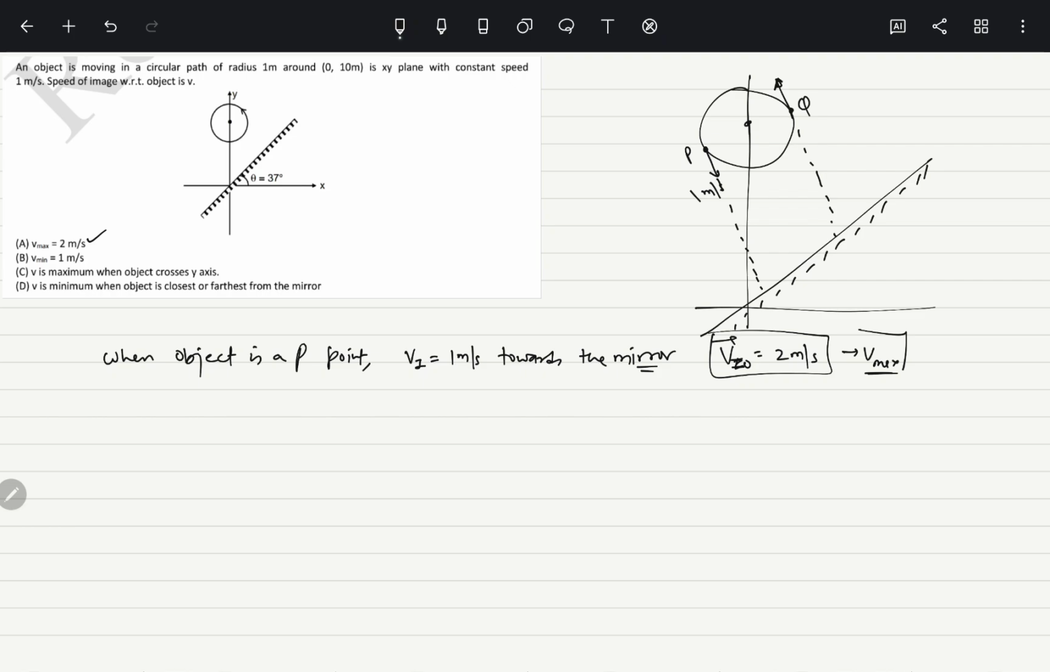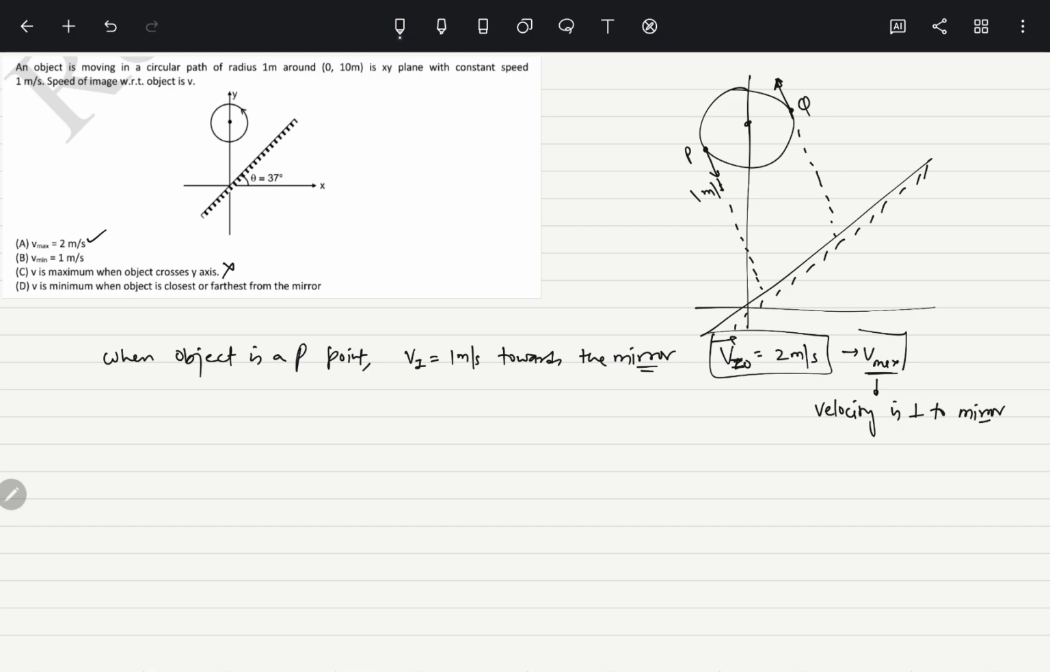Okay, let's come to the next option: V is maximum when the object crosses the y-axis. This is wrong, because the maximum speed will be there when the velocity is perpendicular to the mirror. So this will be there when the velocity is perpendicular to the mirror.